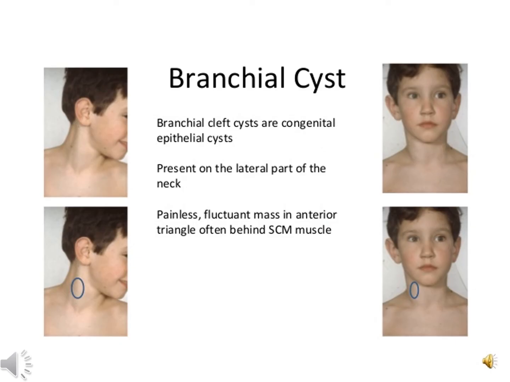Branchial cysts are congenital epithelial cysts present on each side of the lateral part of the neck. They are usually painless, fluctuant, and present alongside the sternocleidomastoid muscle. We can differentiate between a branchial cyst and a thyroglossal cyst. The thyroglossal cyst is also a cyst, but it moves with swallowing, while branchial cysts do not move with swallowing.